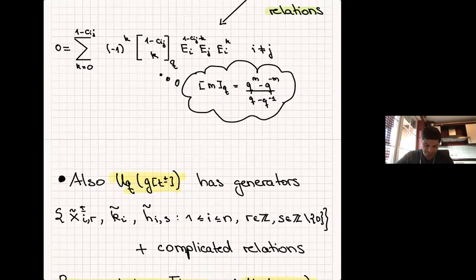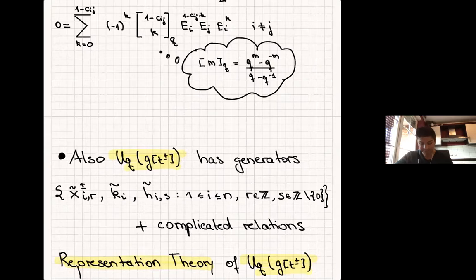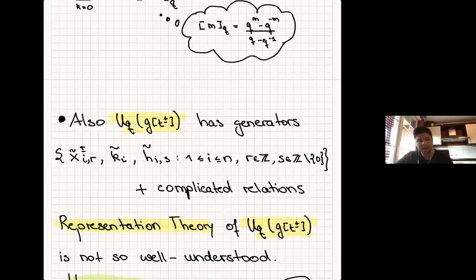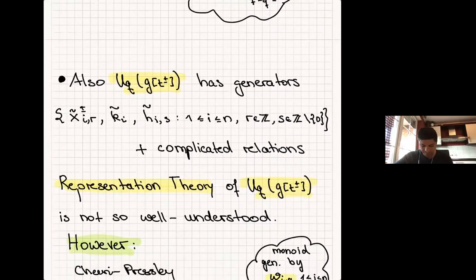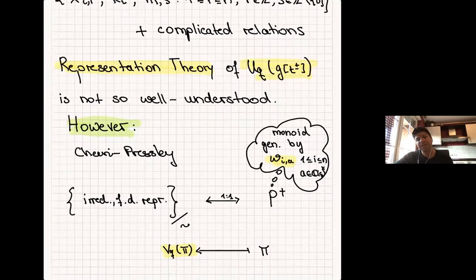Okay, so now if you want to do the representation theory of the quantum affine algebra, this is not so well understood in the sense that except in special cases, you don't know, for example, character formulas, dimension formulas, or bases. This is something which is not known. However, there is the result of Chari and Pressley that you can parameterize again the irreducible finite dimensional ones. But now the monoid is very big.